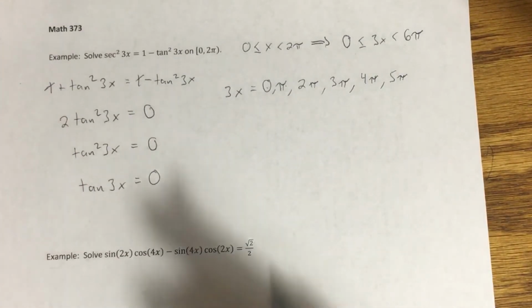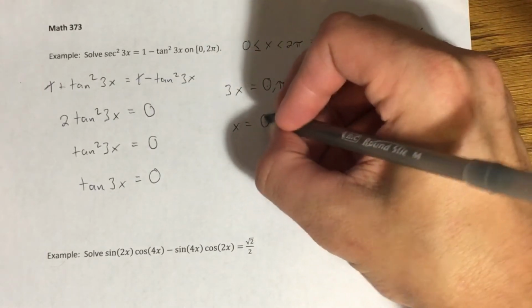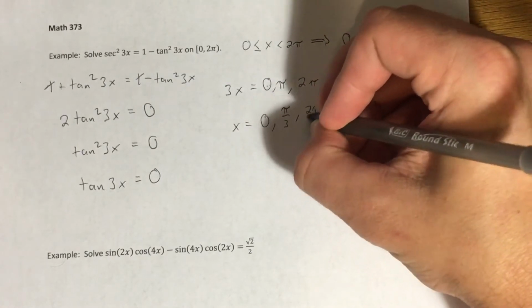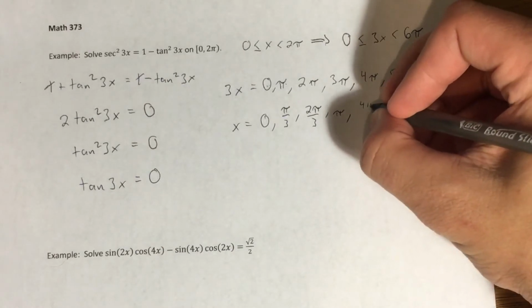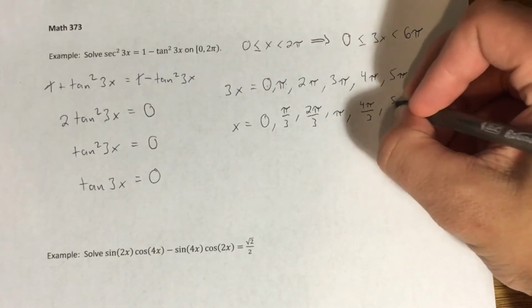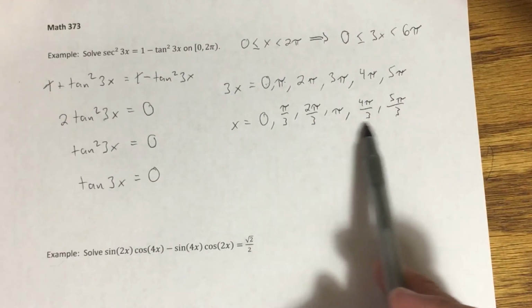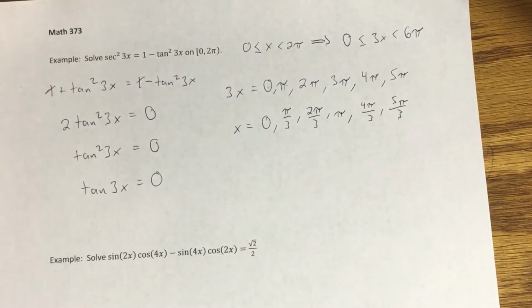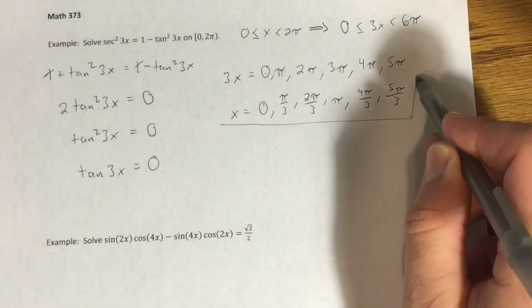To solve for x, I just divide everything by 3. So I get 0 divided by 3, which is still 0. Then pi over 3, 2 pi over 3. 3 pi over 3 is just pi. 4 pi over 3. And 5 pi over 3. And again, notice after dividing by 3, all of these solutions are back to being in this interval, 1 revolution around that unit circle. So it worked out really nice. Okay, I'm going to leave my solution in this form.